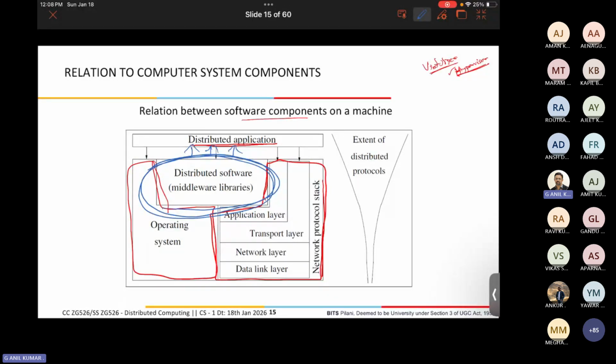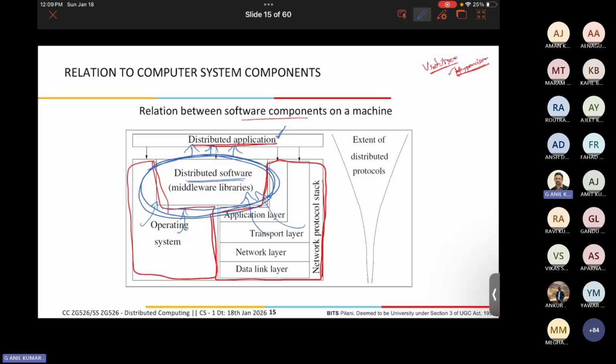Meaning the services that are required from the operating system and the services that are required from the network are now under the control of the distributed software, which supports the distributed application. For the distributed application to run on multiple machines, this is happening at each and every machine. So this distributed software acts as a buffer in between, taking the resources from the individual machines. It gets control of the services of the operating system, gets control of the network protocol, and gives these services to the distributed application running on top of that.